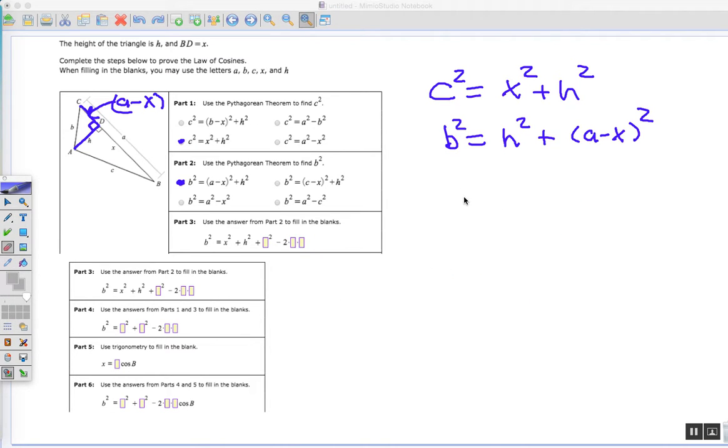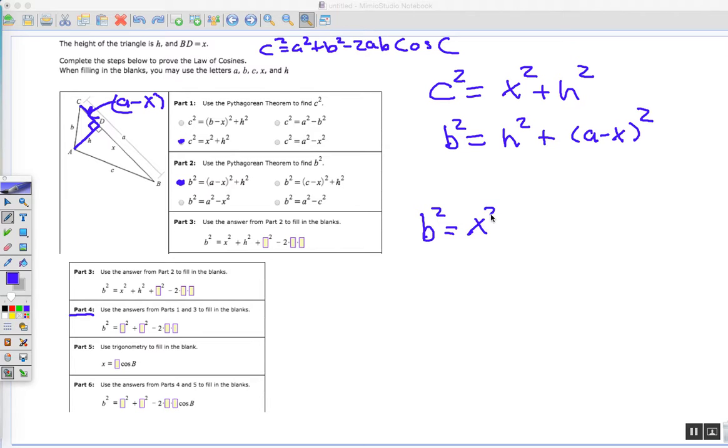All right, so for this next step, which is part 4, we need to use parts 1 and 3 to fill this in. So part 1 tells us that c squared equals x squared plus h squared. And remember, our ultimate goal is to prove the law of cosines, which is c squared equals a squared plus b squared minus 2ab times the cosine of c. So that means when it's all said and done, we want things in terms of just a and b. So at this step here, step 3, we have things in terms of b, x, h, and a.